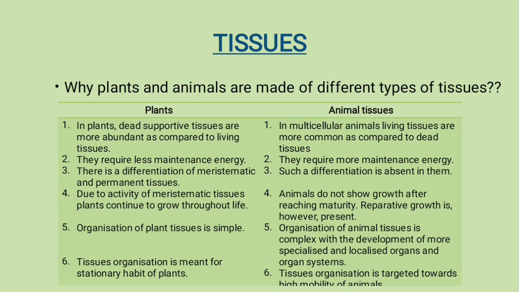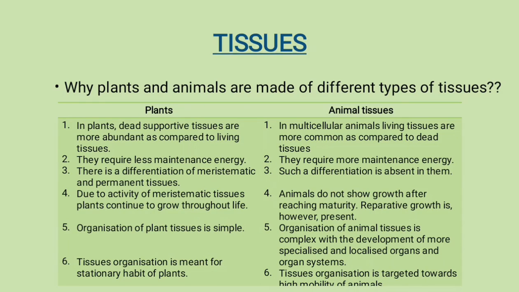There is a differentiation of meristematic and permanent tissues in plant tissues, and no such differentiation is found in animal tissues. Due to the activity of meristematic tissues, plants continue to grow throughout their life. But animals do not show growth after reaching maturity. Only reparative growth can be seen. The organization of plant tissue is very simple, whereas the organization in animal tissues is complex with the development of more specialized and localized organs and organ systems.